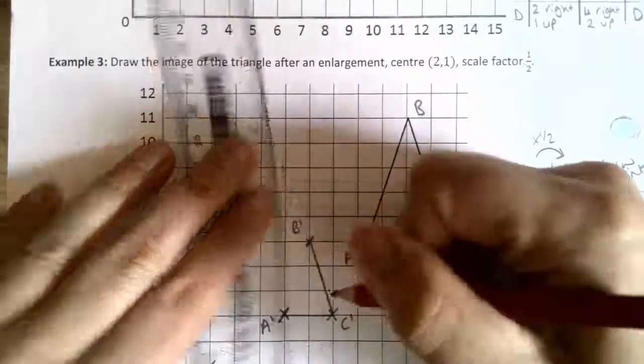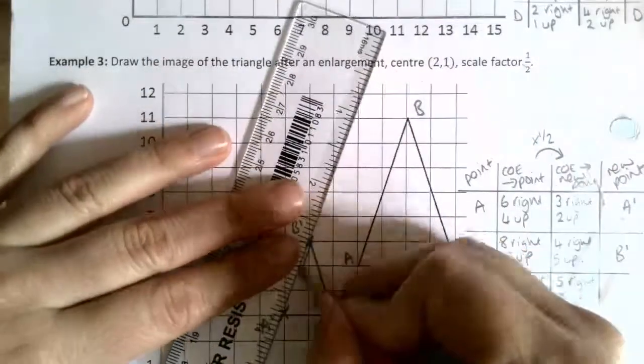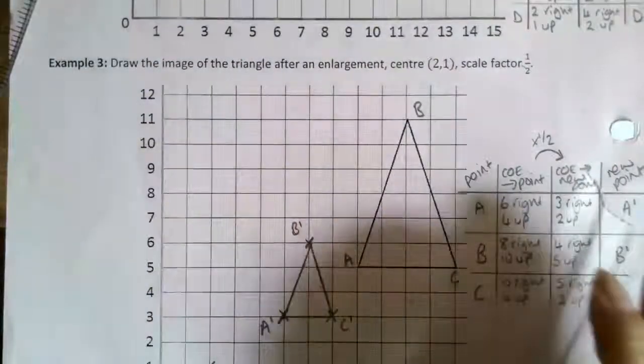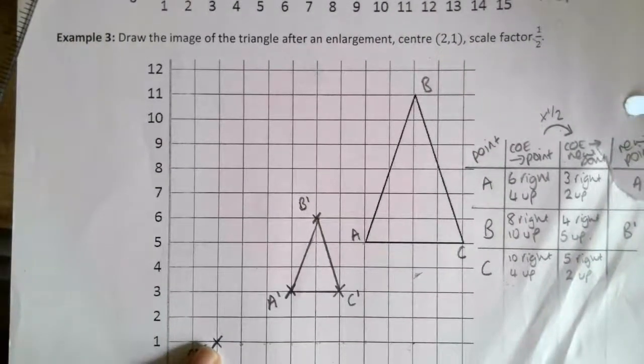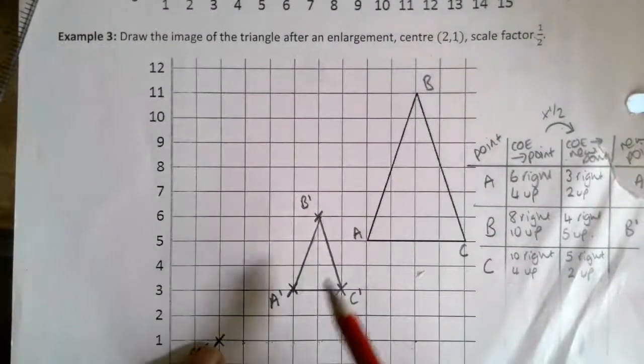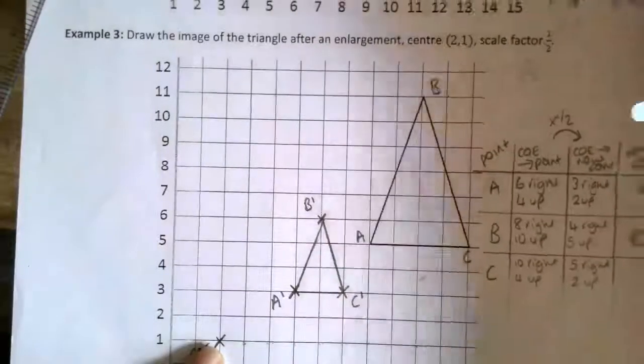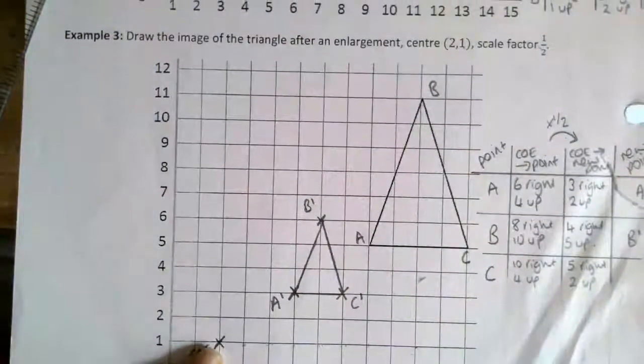So remember, whenever you're doing this, you're always counting from the centre of enlargement to the point. You're not counting from A to A dash or anything like that. It's always counting from the centre of enlargement.